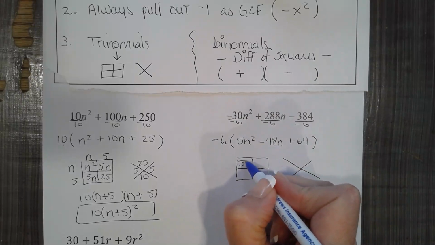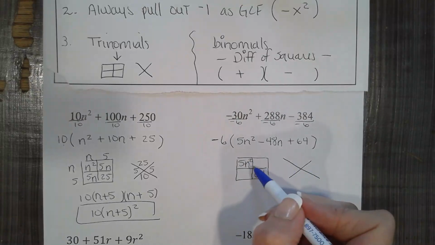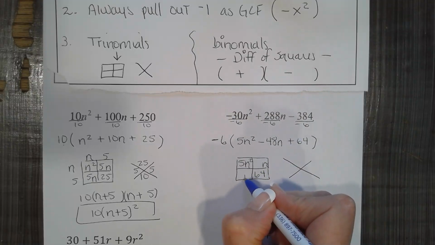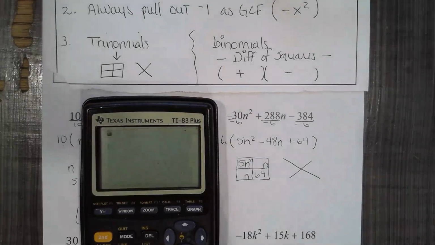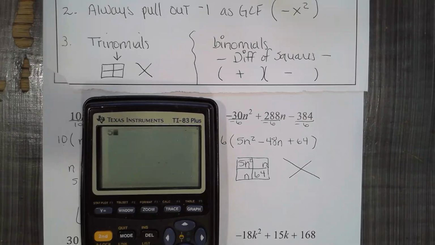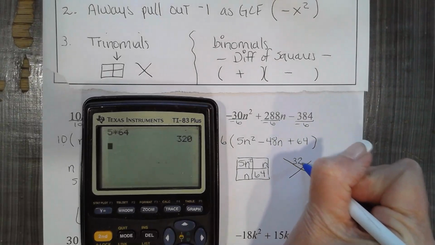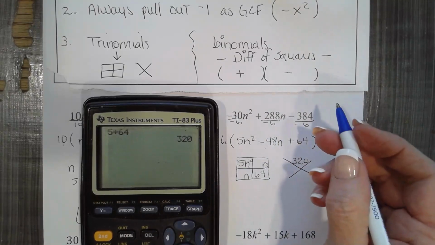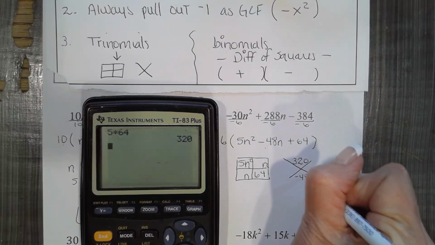So I've got 5n squared here, 64 here. Now I multiply together, and I'm just going to put my n's here. I multiply together, and I'm going to get a rather large number here. 5 times 64 is 320. So I need my magic numbers to multiply to get to 320 and combine to get to -48.